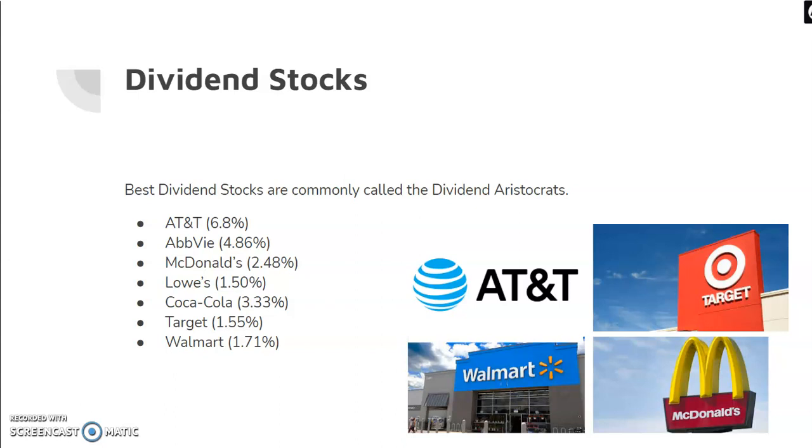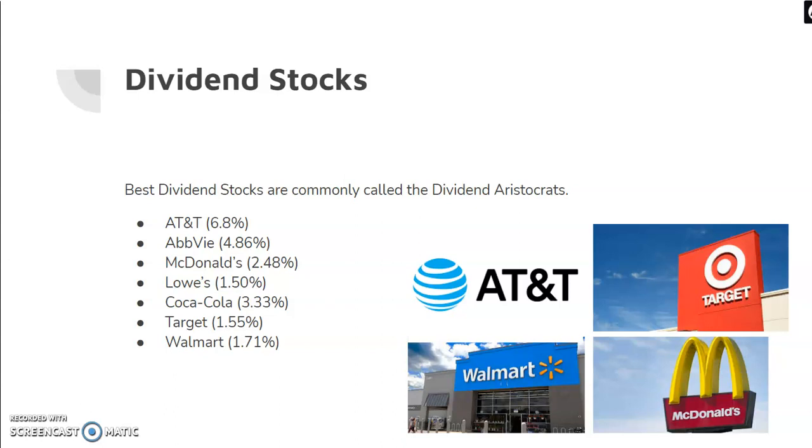But stocks with high dividends tend to have less growth than a low dividend stock. For example, AT&T, the highest dividend paying stock on the market, with a guaranteed yield of 6.8% every single year, has stayed around $28 per share since the March 2020 crash. While Walmart, which pays a small dividend of 1.71%, is up 20% in the same time period.